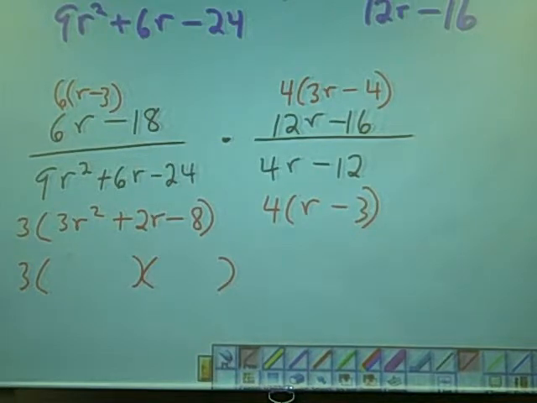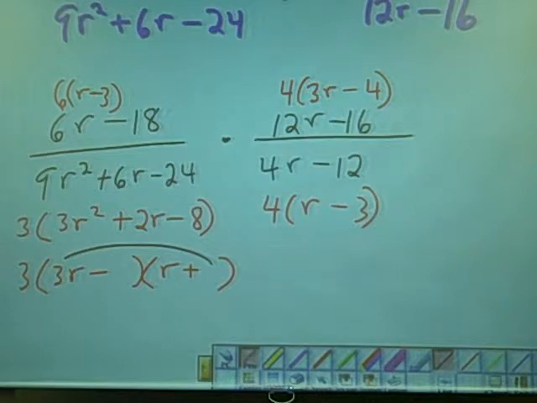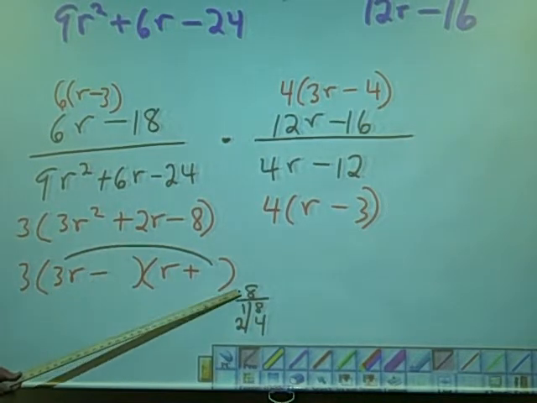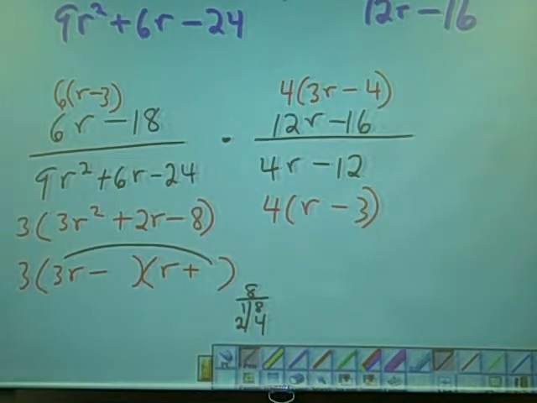Alright, well that's a little better than what we had. So we know we have to have a 3r and a 1r, right? And our signs, we know they have to be a plus and a minus. And we want to see, 3 times what factor of 8 will get us to where we're going to subtract these factors and get a 2r. Here we have 8, 1 and 8, 2 and 4. So what factors of 8 do you think would work here? Would 3 times 4 or 3 times 2 work better?